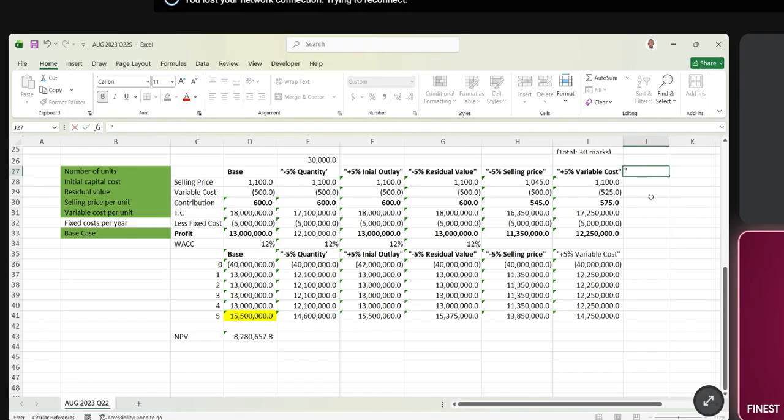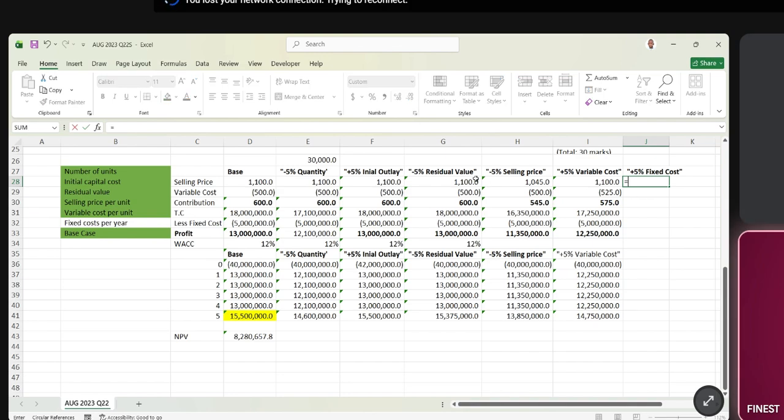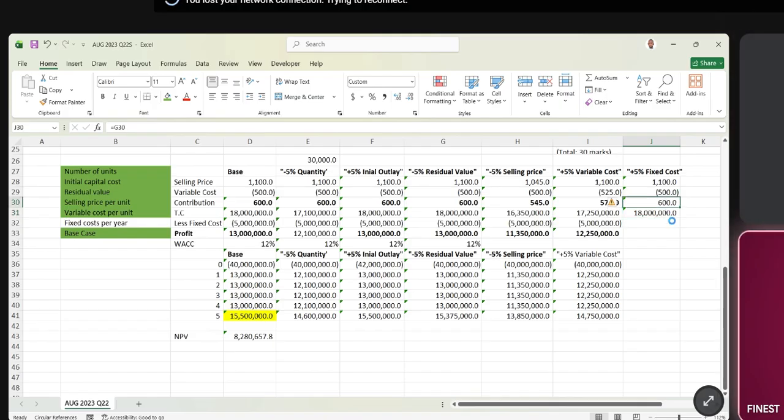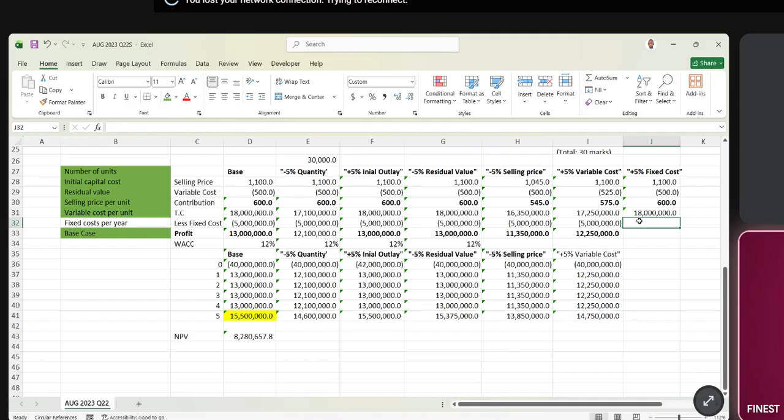So we have plus 5% fixed cost, like that. So fixed cost is the one that is changing. So these ones remain the way they are. So I can drag this comfortably up to there. If you have a question, please ask. So this is the one that is changing upwards.